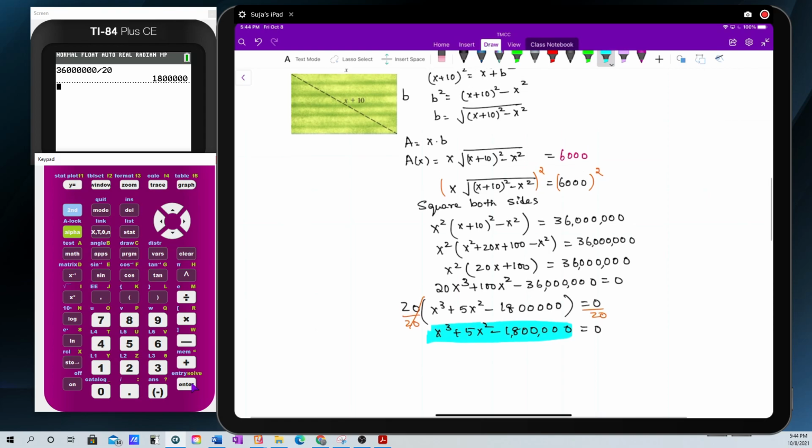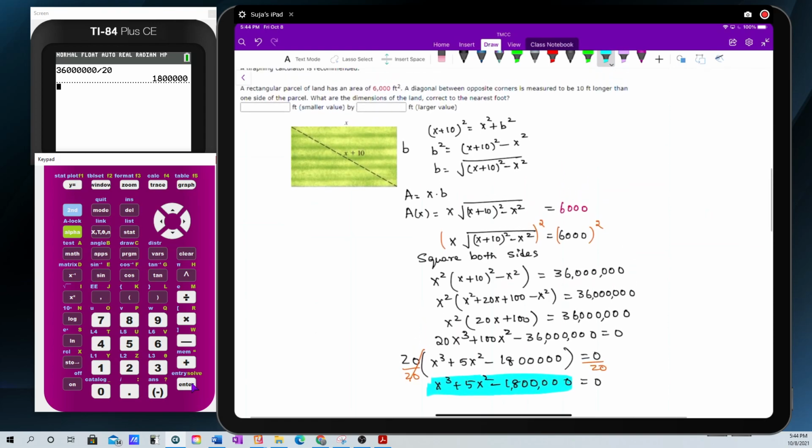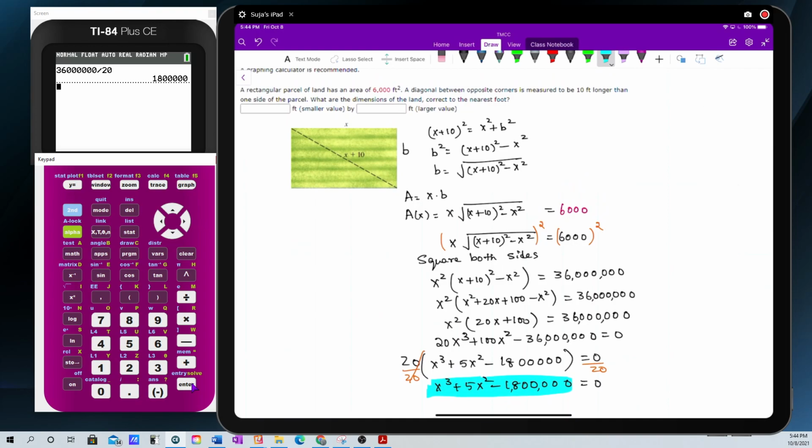But this is a word problem, and one thing I know for sure is my x is going to be positive, and I need to know what the positive x value would be. So what I'm going to do is go directly to my calculator and graph this. I can do it the long way too, but it's going to take some time.